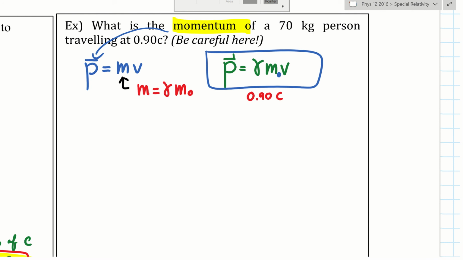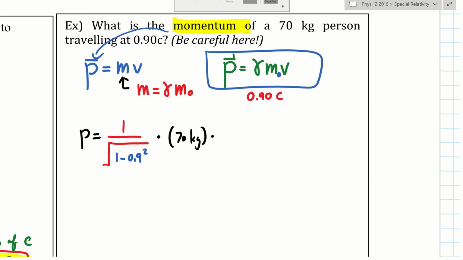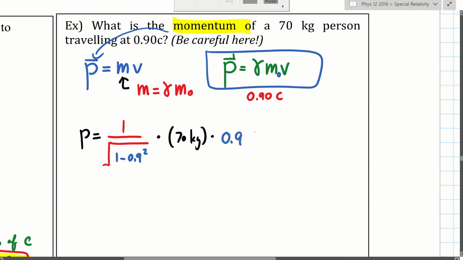Now, I guess we'll combine it together. So now momentum, and we want our gamma factor. So our gamma factor is 1 minus 0.9 squared, multiplied by the initial mass, 70 kilogram. So that's your rest mass, multiplied by v. You're not moving at the speed of light, you're moving at 90% of it. So 0.90 times 3 times 10 to the 8, because that's the speed of light, right?